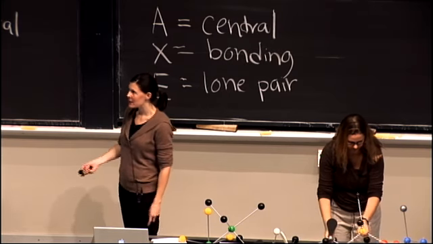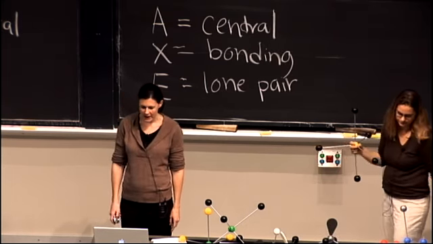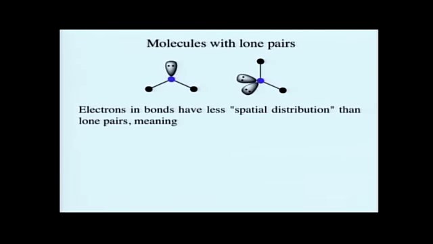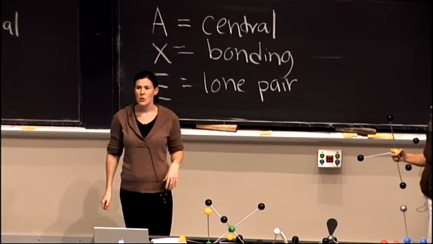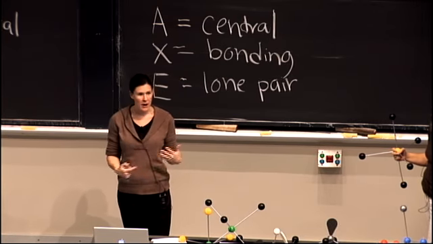And now let's think a little bit about once we do have molecules with lone pairs. The biggest point to keep in mind when we're comparing lone pair electrons with bonding electrons, or electrons in bonds, is that electrons in bonds have less spatial distribution than lone pairs. That's just a way of saying that electrons in bonds take up less space. Lone pair electrons take up more space, and this means that they're going to experience more repulsion, either with other lone pair electrons or with bonding electrons.